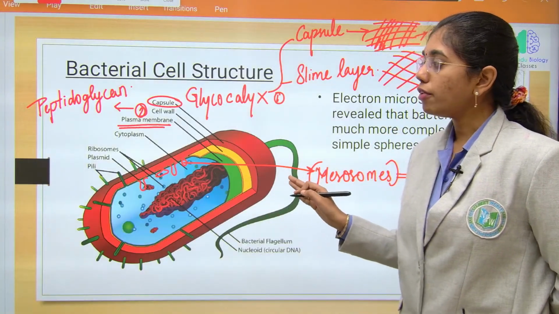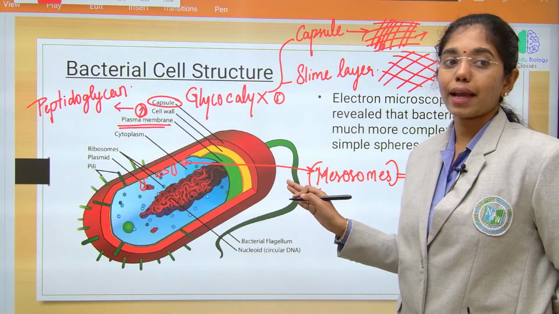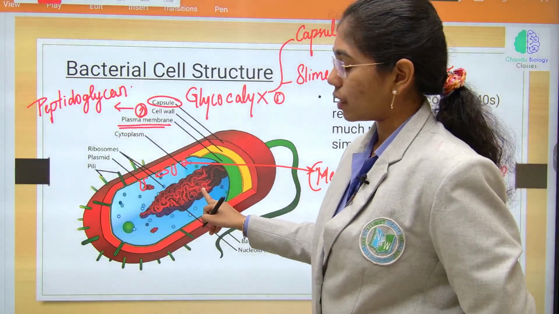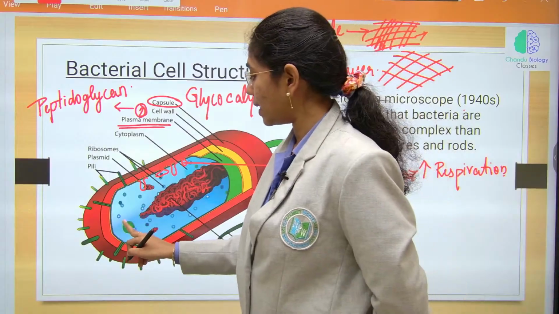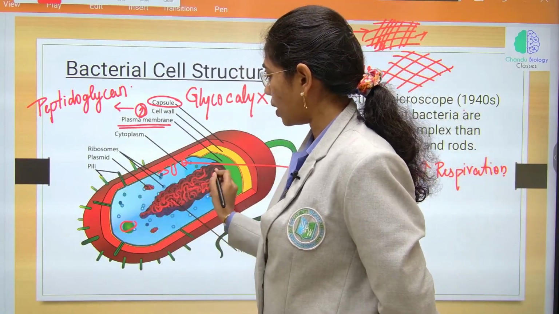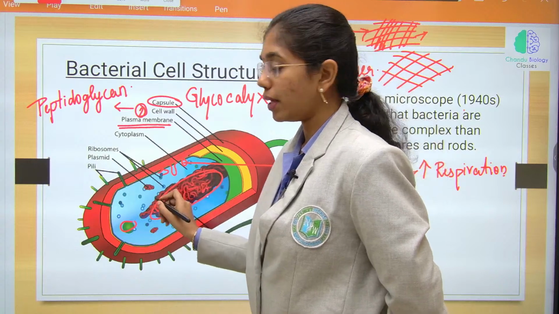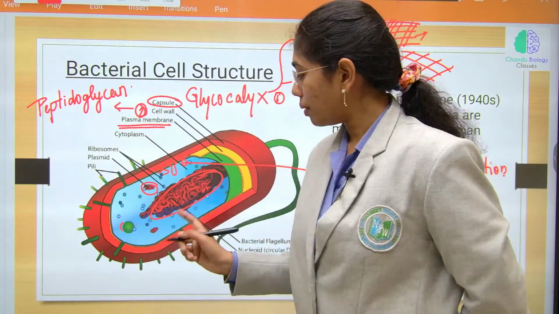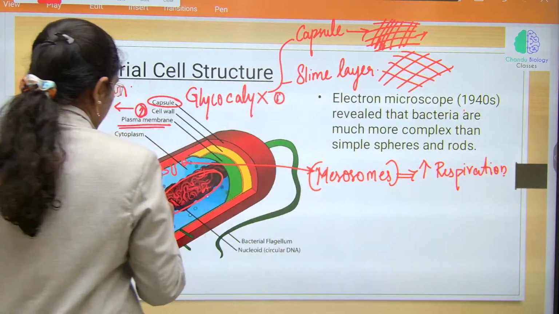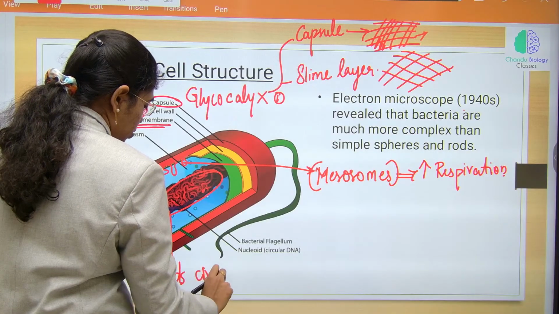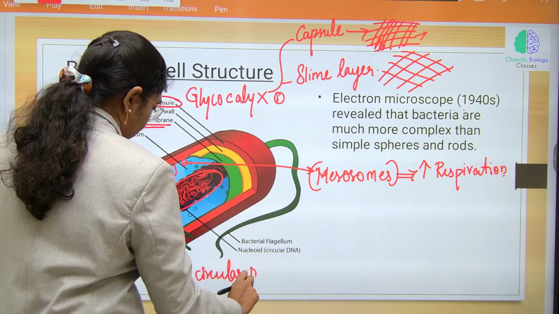Now, if we look into the cytoplasm, we have 2 types of genetic material. One is the genophore, that is chromosomal DNA, and the other is extra chromosomal DNA, that is plasmid. Both of them have double stranded circular DNA.